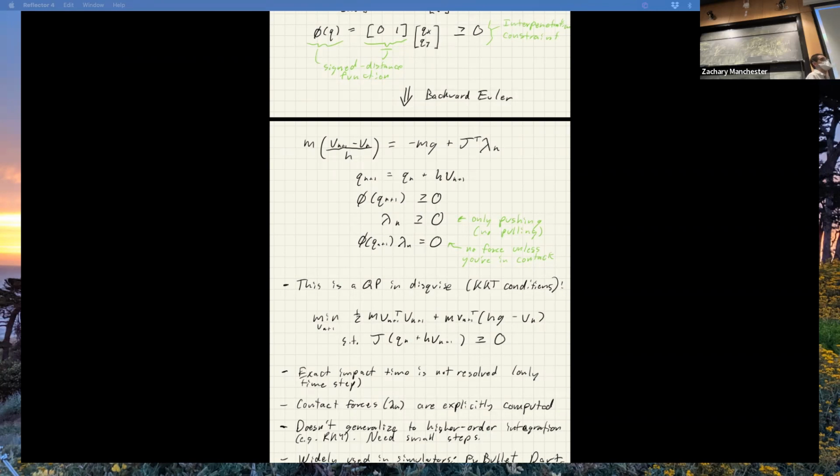In general, it doesn't have great accuracy and not great energy behavior and stuff like that. But one of the reasons to choose backward Euler here is exactly for these stability properties. The other reason is that you're evaluating everything at q_{k+1}, which is how you also have to evaluate the interpenetration constraint. So it naturally fits into a backward Euler setup here.